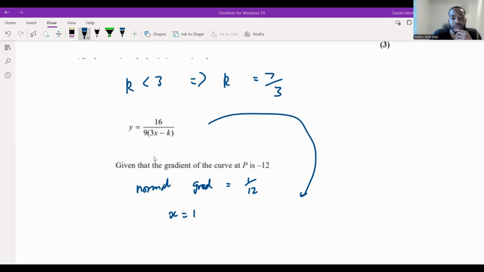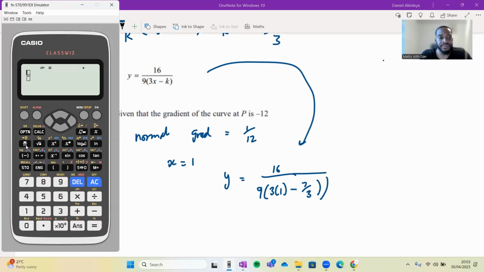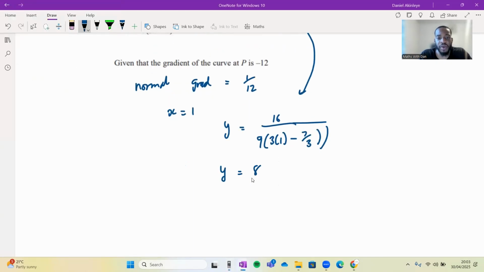Yeah? Good stuff. Brilliant. So plugging that in, y is going to equal 16 over 9 and then 3 lots of 1 minus 7 thirds. And that will give me the answer for what y must be. So I'll put this into the calculator and see what we get. It's going to be 16 over 9 and then 3 lots of 1, which is just 3, but I'll put it like that anyway, and then minus 7 thirds. I get 8 over 3. So y is equal to 8 over 3.